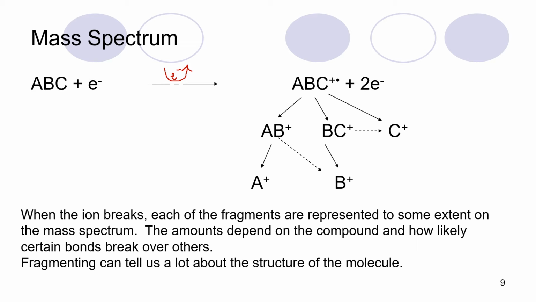So here, C might break off, and you might have AB, or you might have BC, where A broke off, or you might break off to AB and then A, BC and then B. So anyway, this just shows all the different possibilities. And all of them will be on the mass spectrum to some extent, but how many of them will depend on how strong the bond is, how likely it is to break. So there'll be patterns, certain compounds and certain bonds break more easily than others, or are less stable than others, and so you'll start to see patterns depending on the compound itself.